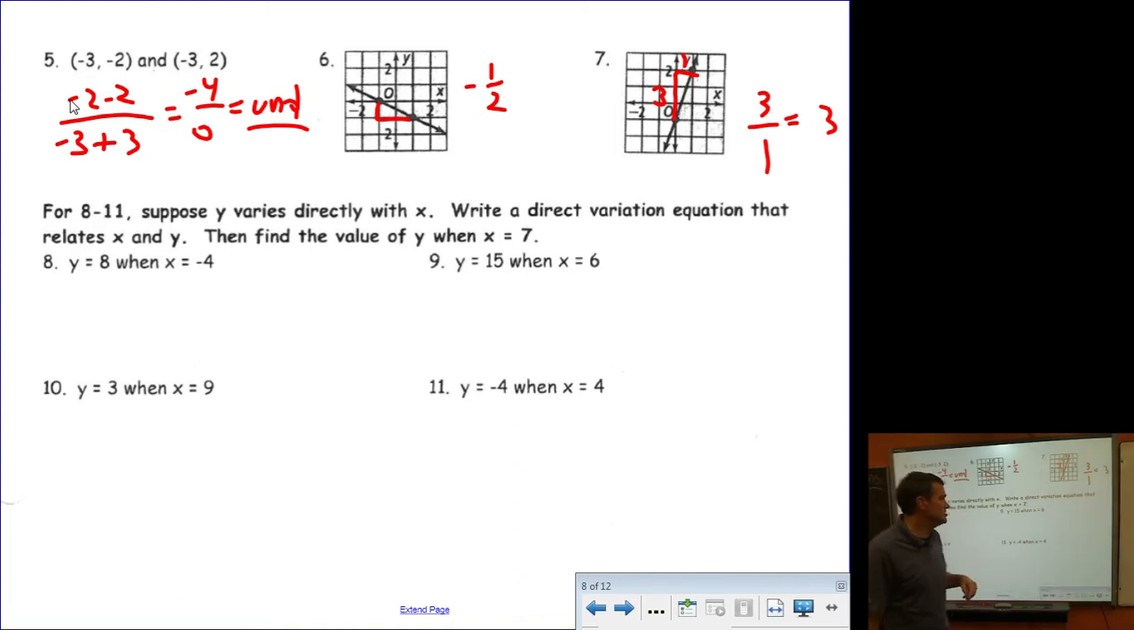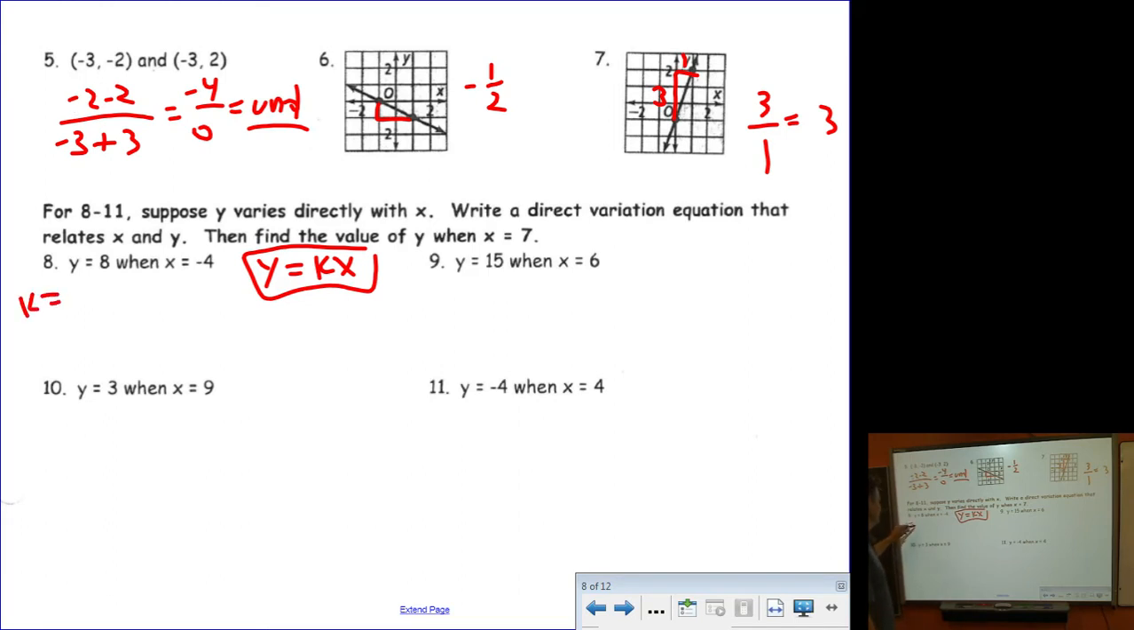All right, y varies directly with x. Write a direct variation equation. So a direct variation equation is going to be y equals k times x. In this case, k would equal 8 over negative 4 because k equals y over x. And that means it's negative 2. So my equation would be y equals negative 2x. And when x is 7, y would equal negative 2 times 7, which is negative 14.